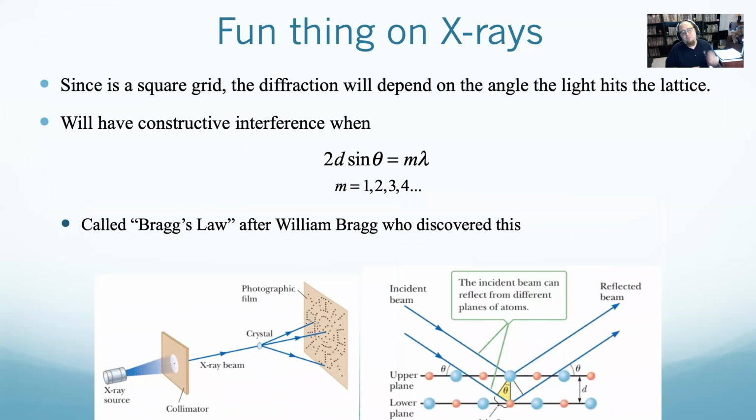This is called Bragg's law, created by William Bragg, one of the people in the photo at the beginning, and sometimes just called Bragg diffraction. By firing X-rays at salt, we can look at diffraction. And this ended up being very useful for looking at the shape of complex organic molecules.